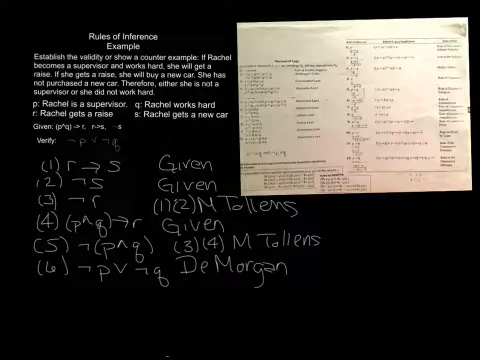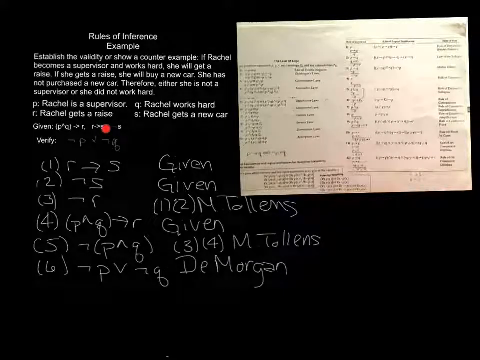And the first thing we did was convert this paragraph into propositions. Our first proposition P was Rachel is a supervisor, Q, Rachel works hard, R, Rachel gets a raise, and S, Rachel gets a new car. With those propositions, we can write that we are given P and Q implies R. In other words, Rachel is a supervisor and Rachel works hard implies she gets a raise. We also have the implication R implies S. If Rachel gets a raise, Rachel will get a new car.